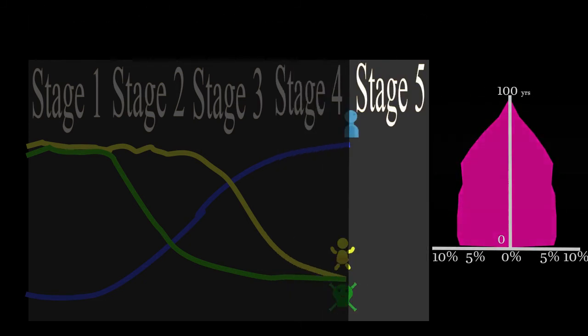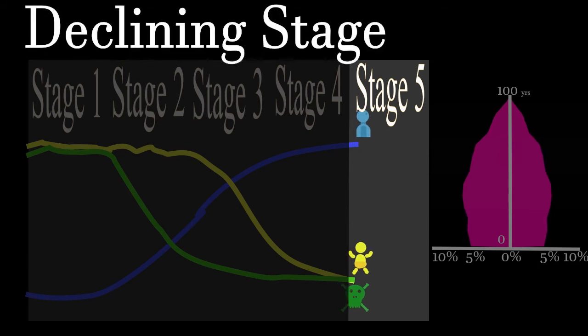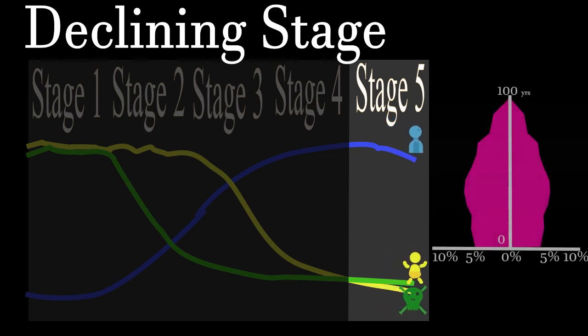Stage 5 is the latest stage in the demographic transition model. We don't know if there's any stages after that, as no countries have made it past stage 5, and the countries within stage 5 are only in the beginnings of it. This is called the declining stage. This is when the birth rate falls below replacement and is surpassed by the death rate.